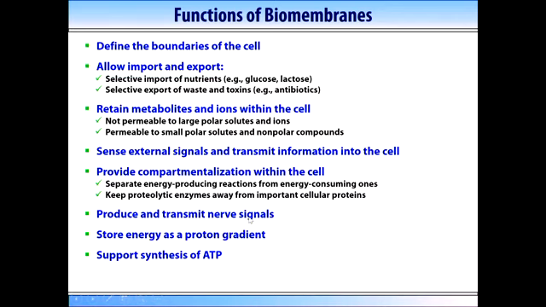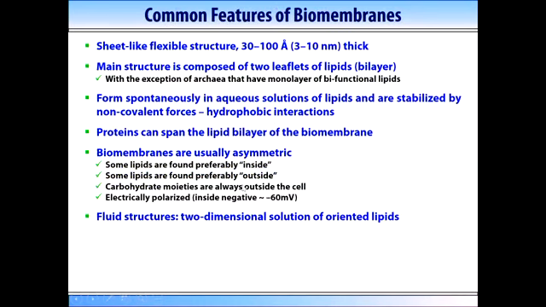More specialized functions of the biomembranes are, for example, transmission of nerve signals, or storage of energy as proton gradients in the case of, for example, the bacterial plasma membrane or the mitochondrial membrane, and support of ATP synthesis. So these two functions are intricately linked together. So what are the features of the biological membrane?